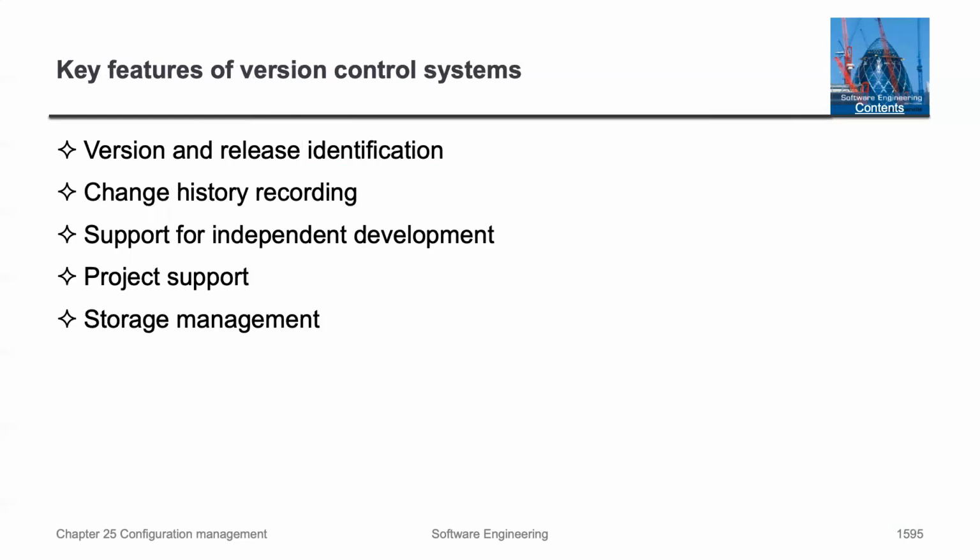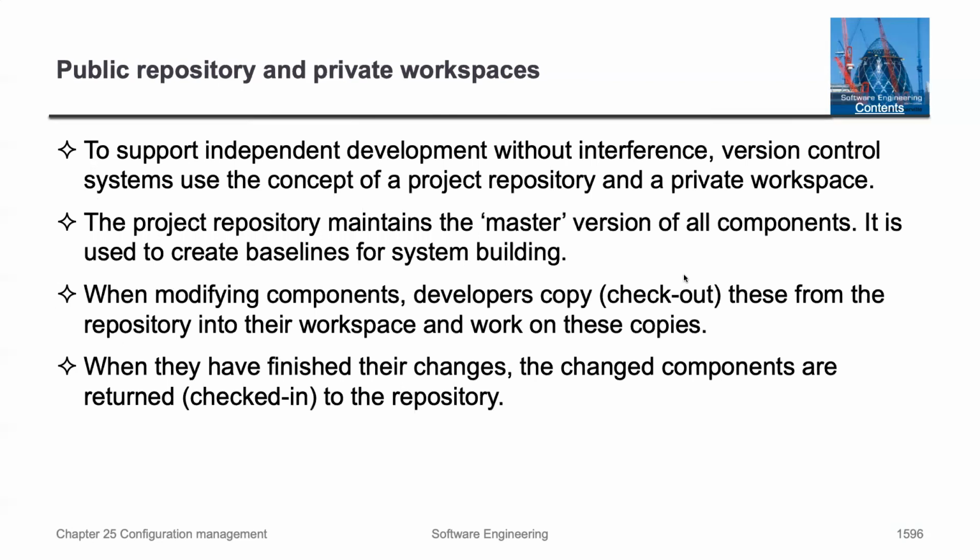What are the key features of version control systems? There's version and release identification, change history recording, support for independent development, project support, and storage management. Public repositories and private workspaces support independent development without interference. Version control systems use the concept of a project repository and private workspace.